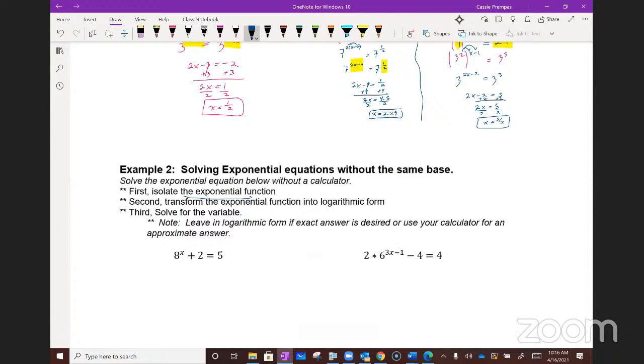Okay, this is review. So second, transform the function into log form. Quick reminder, if a to the c equals b, then log base a of b equals c. Third, solve for the variable. Note, leave your answer in log form if the exact answer is desired, or use your calculator for an approximated decimal. Let's do both so we make sure we know how to do both.